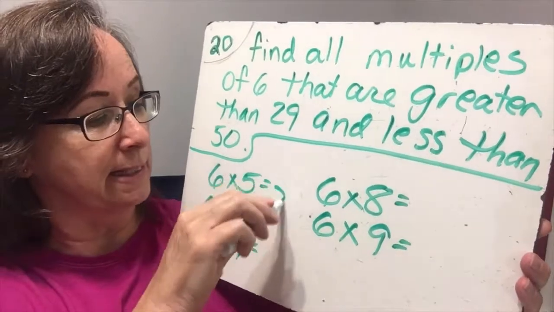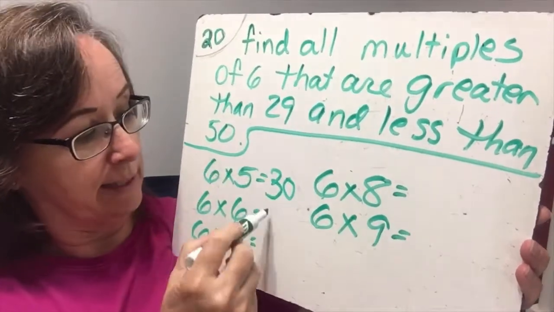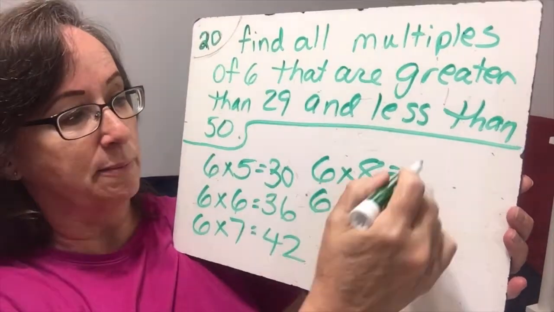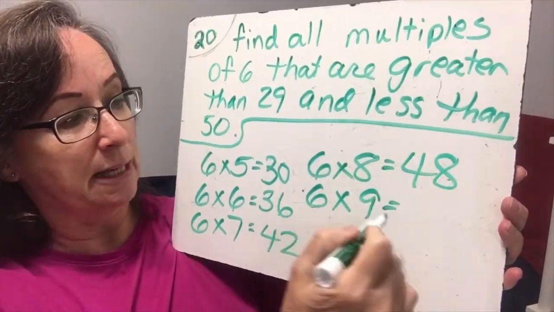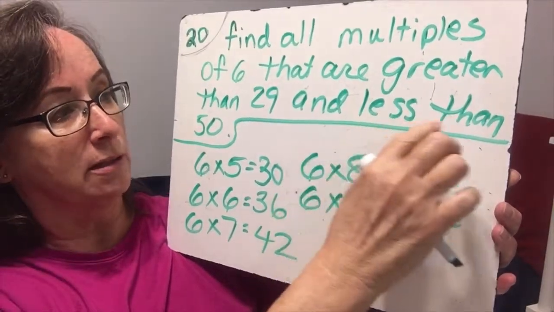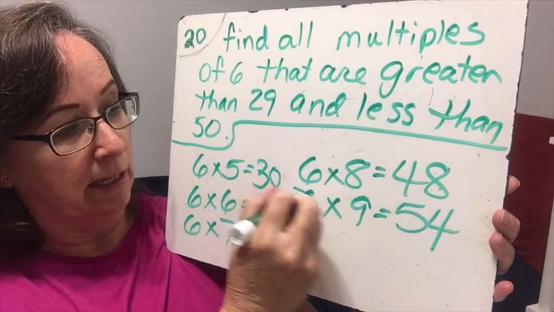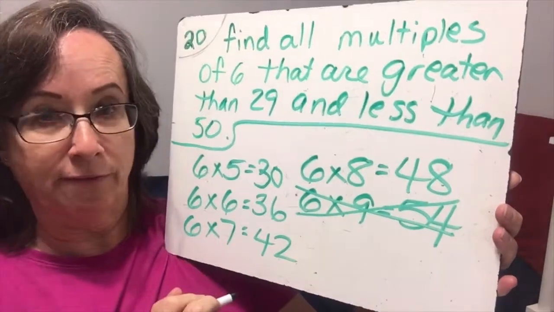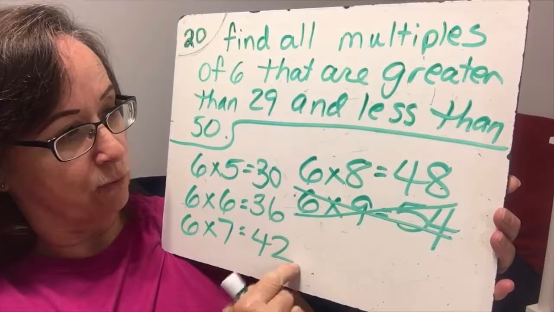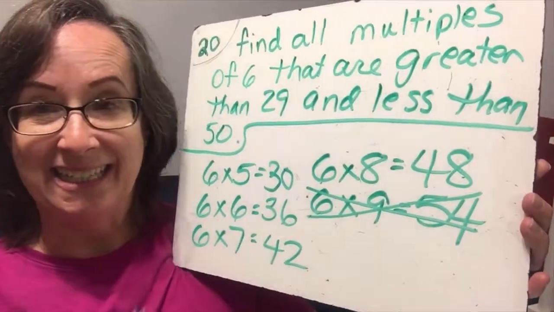6 times 6 is 36. 6 times 7 is 42. 6 times 8 is 48. 6 times 9 is 54. But we're supposed to also have less than 50. So we will cross off the 54. And the multiples are 30, 36, 42, and 48.